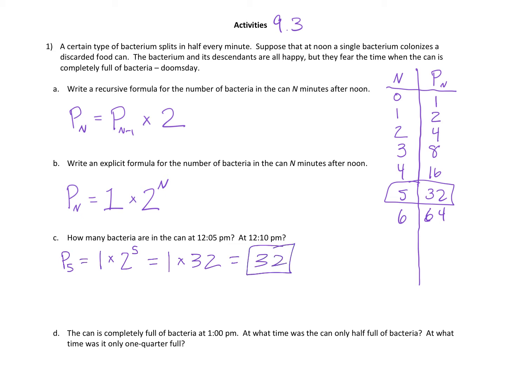And then at 12:10, I could continue in my table, doubling. So I would have 128, 256, 512, 1024. So P10 would be 1, and then you double it 10 times, and 2 to the 10th is 1024.